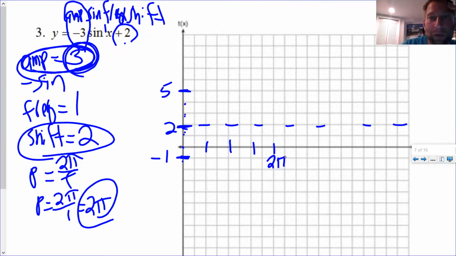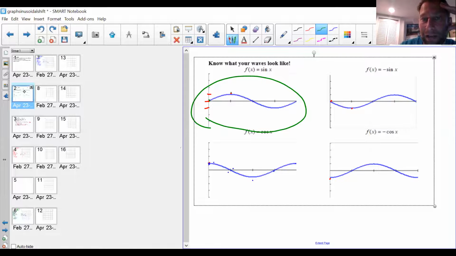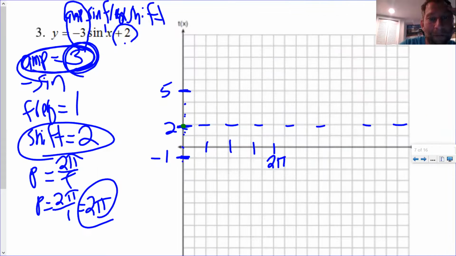Now it's time to draw my wave. If you don't know what your waves look like, you're in trouble, unless you look at this right here. Again, this is in the front of your packet. You should have it written down somewhere so you can easily refer to it. Negative sine starts at the middle, then goes down. So I'm going to start at the midline, then it goes down, then it goes midline, then it goes up, then it goes midline. I draw the sketch, and that's it.